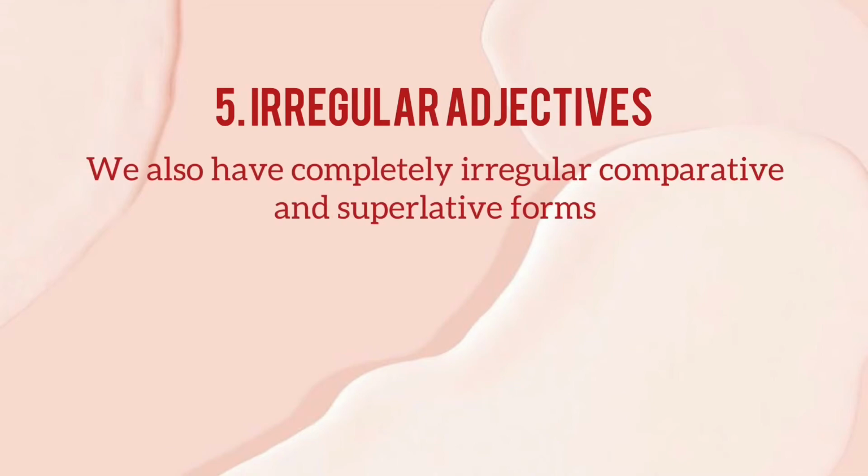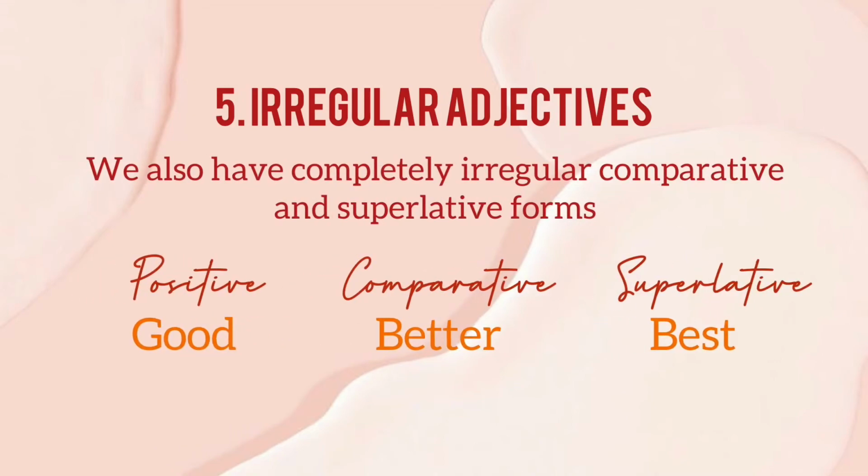Lastly is irregular adjectives. We also have completely irregular comparative and superlative forms. As an example, positive good, comparative better, and superlative best.